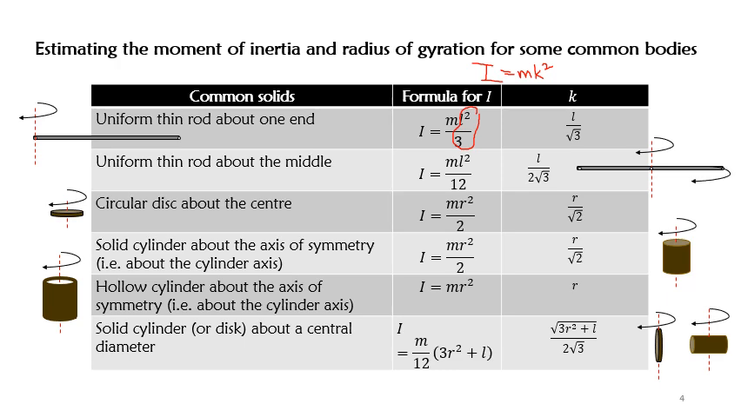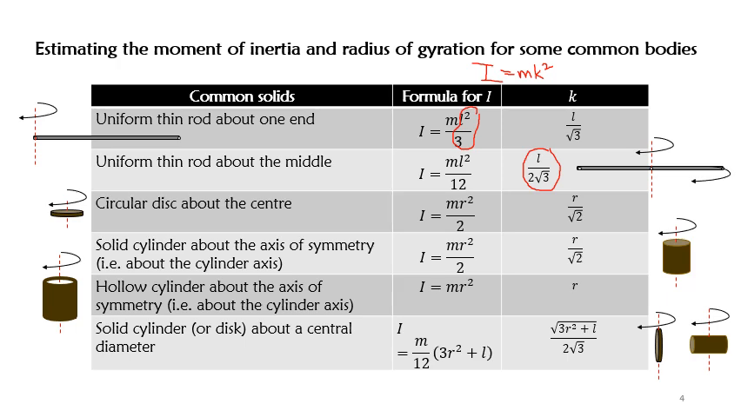Okay, for the second one, the same rod, but at the middle. You see the difference? At the middle now, the radius of gyration will be half of what it is at the end. That's why it is L over 2 square root of 3. The gyration will be half of the gyration when it's at the end. So again, see that the position of the axis of rotation, the configuration, affects the radius of gyration, which also directly affects the moment of inertia.